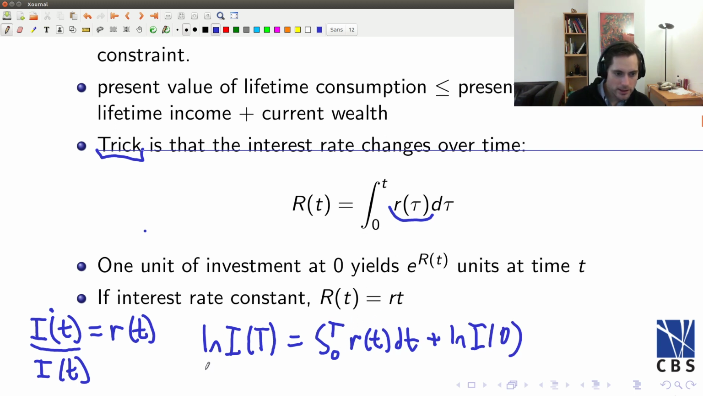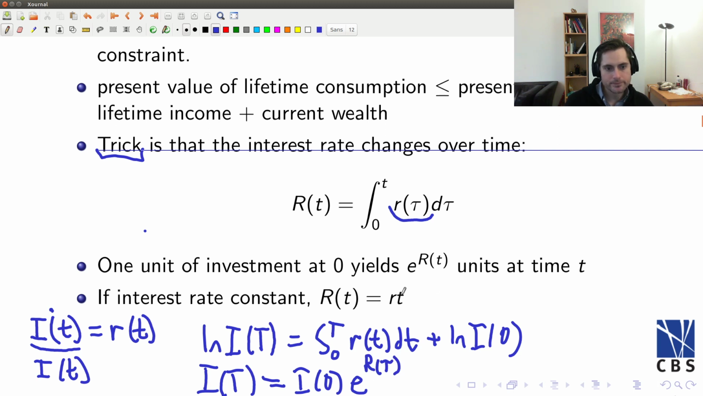So I can take the exponent of both sides and get that I at time big T is going to be equal to I at time 0 times e to the power big R(T). Okay, so that derives our equation here. One unit of investment at time 0, so if I(0) is equal to 1, it's going to yield e to the power big R(T) at time big T.